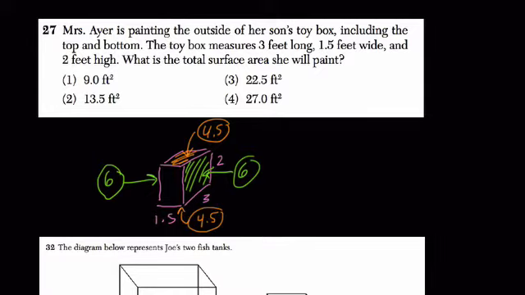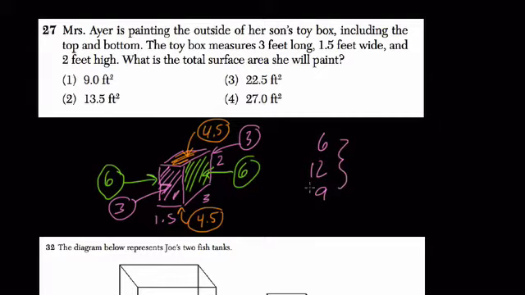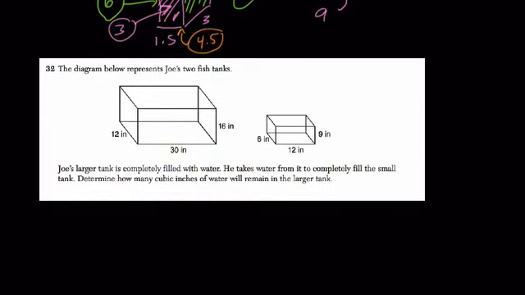Then we keep going. Our front piece over here, this is 1.5 by 2, which is just 3. And the rear face over here is also 3. So we have 3 and 3 is 6, 6 and 6 is 12, 4.5 and 4.5 is 9. We sum those up. 9 and 12 is 21, plus 6 is 27 square feet, which is choice 4.